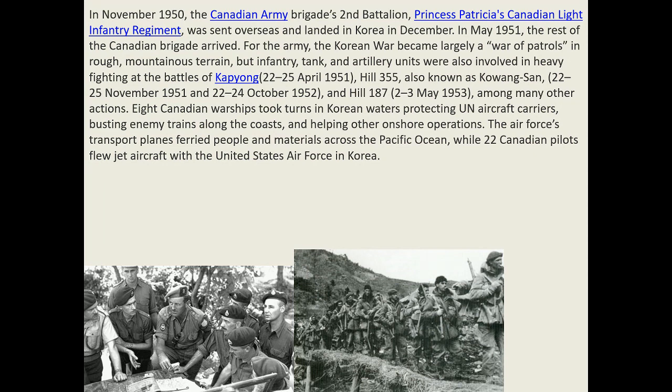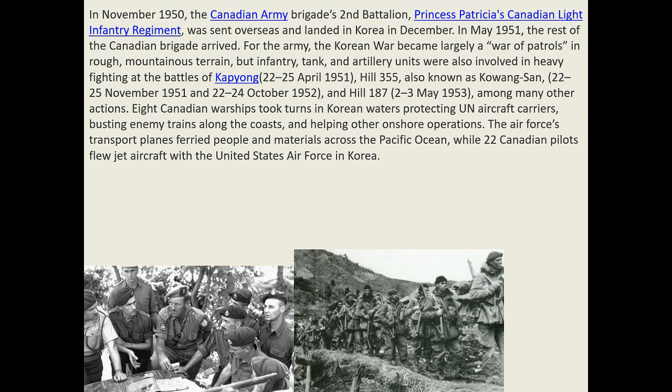For the Army, the Korean War became largely a war of patrols in rough mountainous terrain, but infantry, tank, and artillery units were also involved in heavy fighting at the battles of Kapyong, 22nd to the 25th of April 1951, Hill 355, also known as Kowang-san, 22nd to the 25th of November 1951, and 22nd to 24th of October 1952, and Hill 187, 2nd and the 3rd of May 1953, among many other actions.